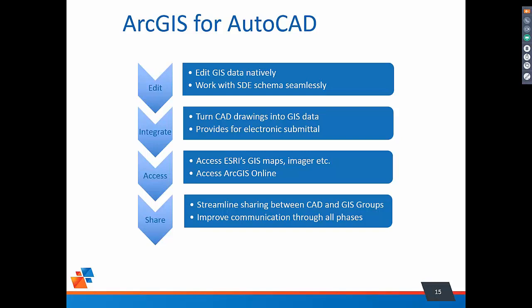We can also use it to access the library of information that Esri has online. Up until now, we've used Bing Maps inside of Map 3D and Civil 3D, and then we've had to capture images and print them, but the Esri information is available and printable, all using the ArcGIS for AutoCAD tool. And we can then use all of that to streamline the data sharing between the CAD and GIS groups and improve communication through all phases.